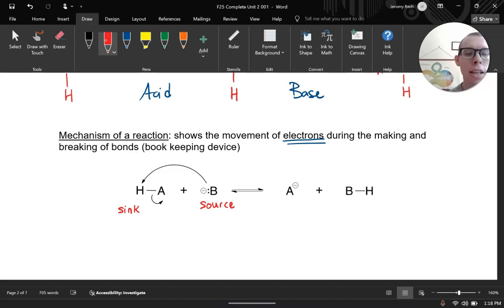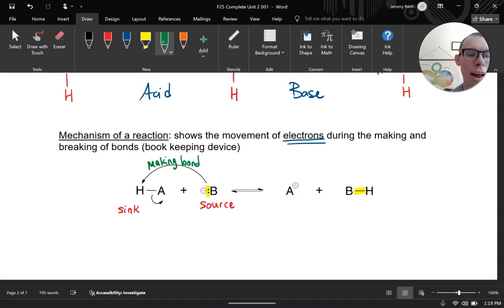So in this case, the electrons in this lone pair want to make a bond with our proton, and we ultimately want to make this BH. The way we show this is by showing the electrons from that base going towards that hydrogen. That arrow right there is showing the process of making a bond. And anytime we have arrows coming from a source going towards our sink, that's the process of making a bond.